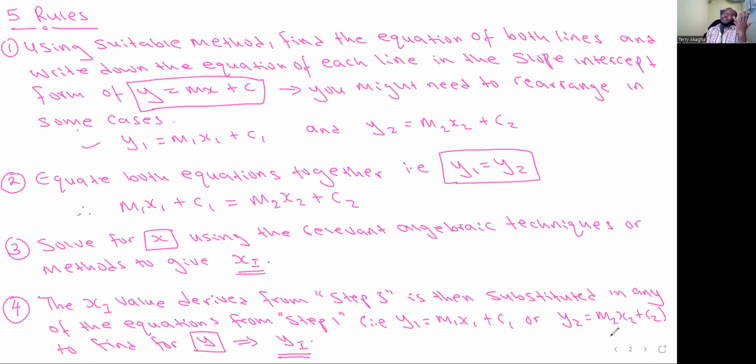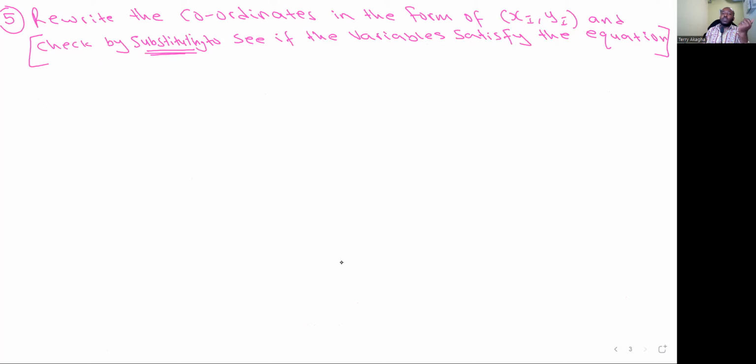So in the first 5 steps, using the substitution method, you write the equation of both lines. After writing them, you equate both of them together. After equating, you solve for x. You now substitute x into the original equation to get y. You now write down the coordinates in a what? In a proper what? Form. So I'm going to pick an example now so that we can solve.